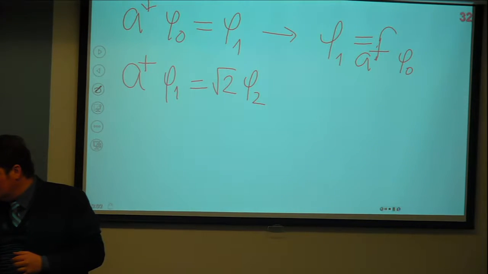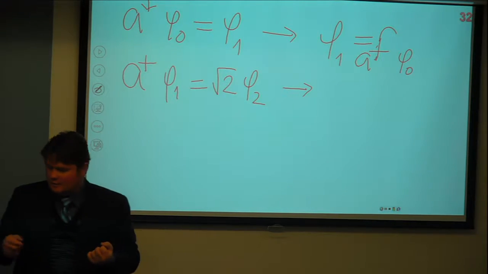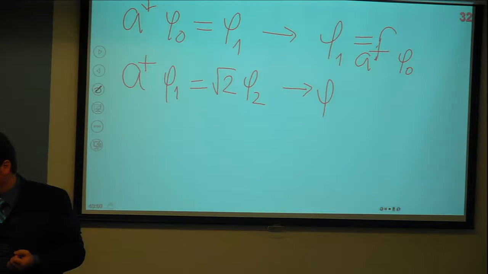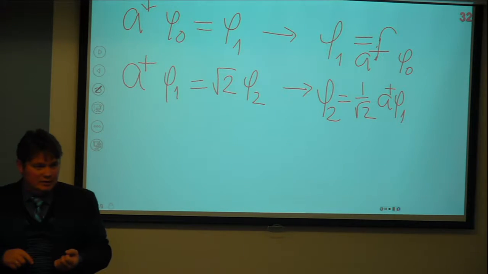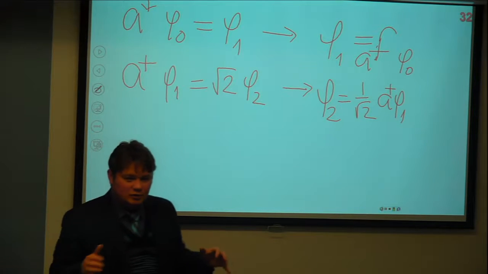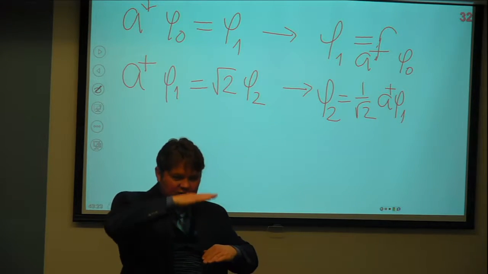But if our goal is to get the second excited state, we write it down as psi 2 equals a dagger applied, multiplied by 1 over square root of 2. Right? So this is what was promised a long time ago. We are going from the first to the second.